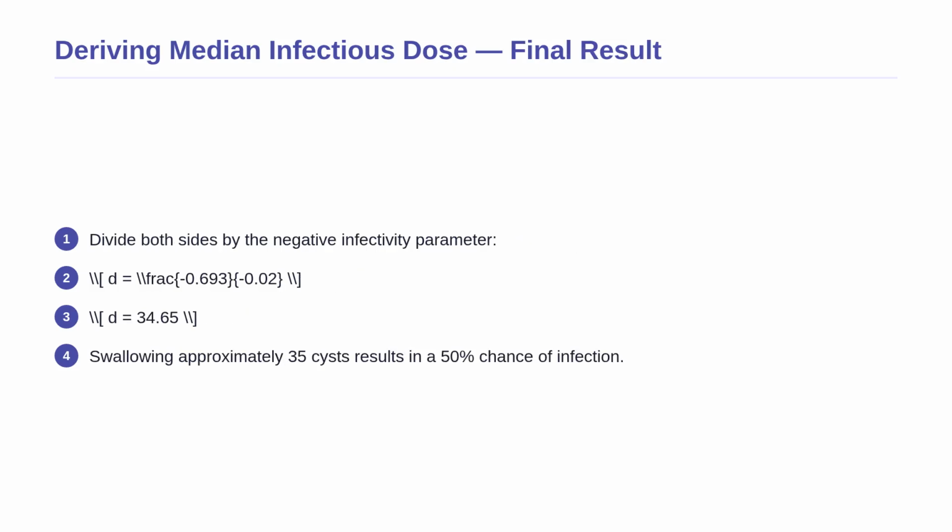We are now at the final step of our derivation. To completely isolate the dose d, we divide both sides by negative 0.02. The negative signs cancel out, ensuring our physical number of cysts is positive. The division gives us 34.65. Since we cannot have a fraction of a cyst, we round this to 35. This proves mathematically that swallowing just 35 cysts gives a person a 50% chance of getting beaver fever. This incredibly low threshold highlights exactly why water treatment must be so rigorous.